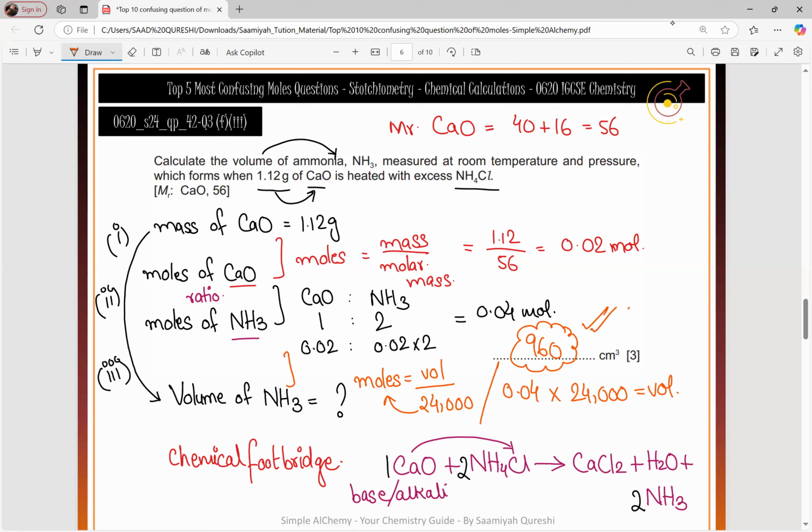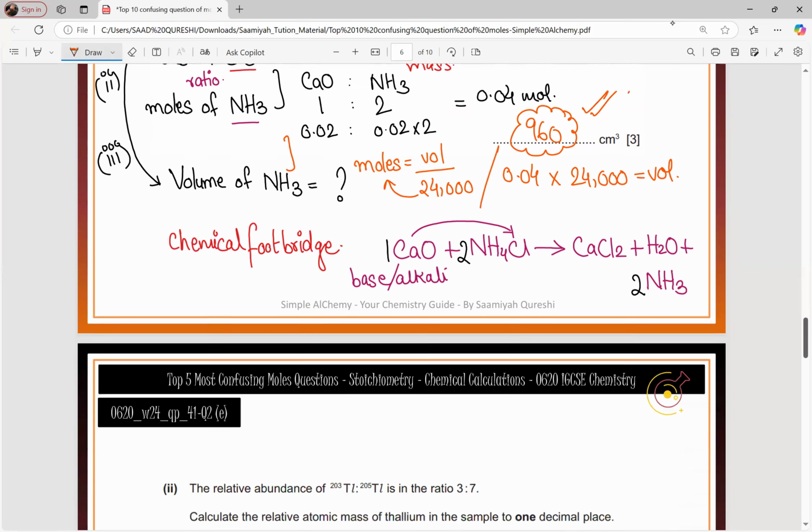I'll repeat. In the first part, we'll calculate the number of moles of calcium oxide, or any amount which will be given to you in the question. First, we'll convert it into the moles. From the moles of that substance, we'll calculate the moles of the second substance by taking the ratio. And from the moles of the second substance, we will find the volume or any amount of that substance by using the formula. So in the first and last step, we'll use the formula, and in the middle step, we'll take the ratio from the equation. I hope this question is clear.